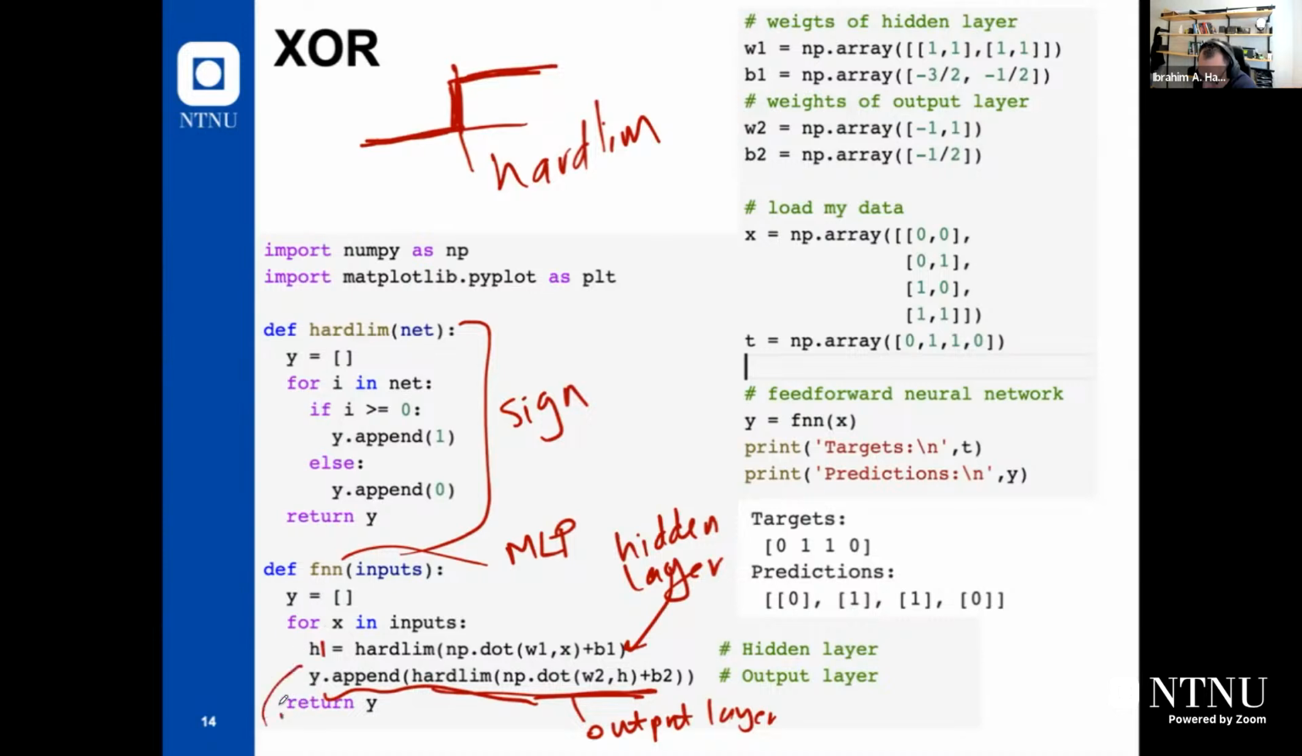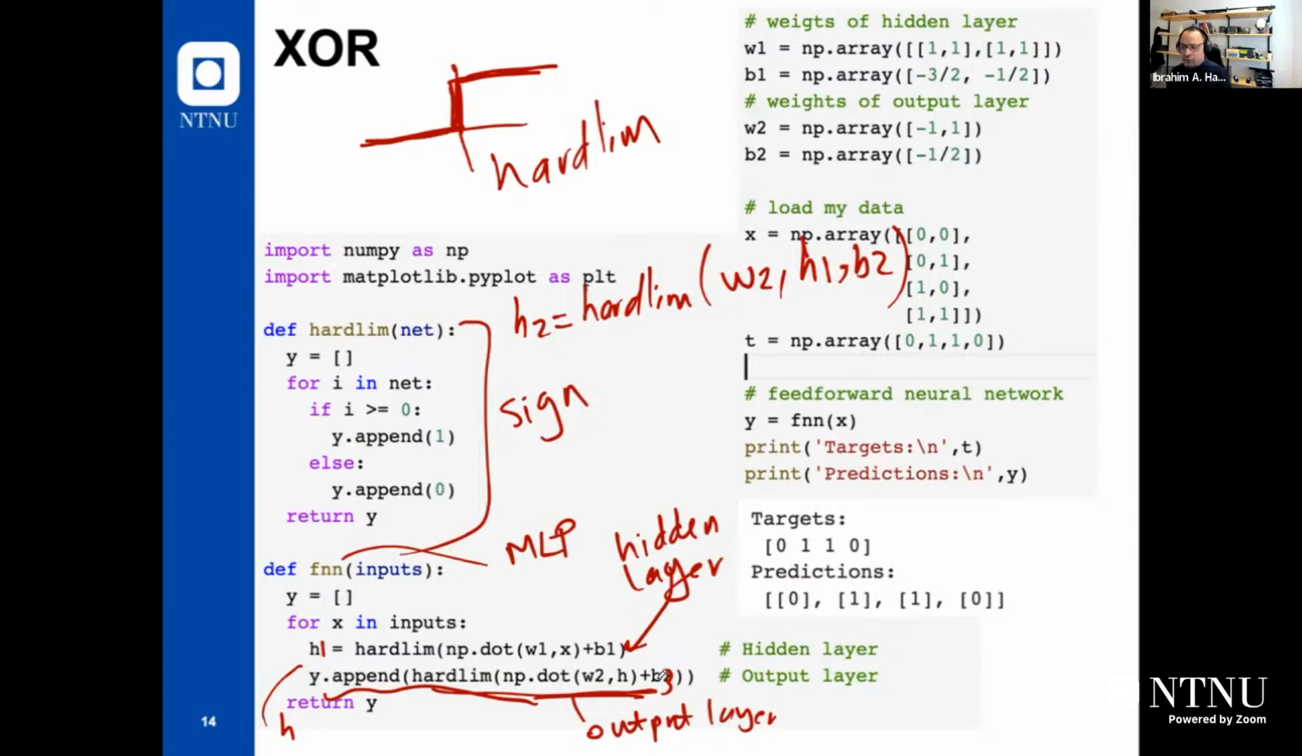I will add another equation, for example, H2 equals hardlim of the dot product of, I will call it omega 2, multiplied by H1, comma B2, for example. And call this one B3. So if you want to add more hidden layers, you can do it by just adding one line. So the implementation is extremely simple.